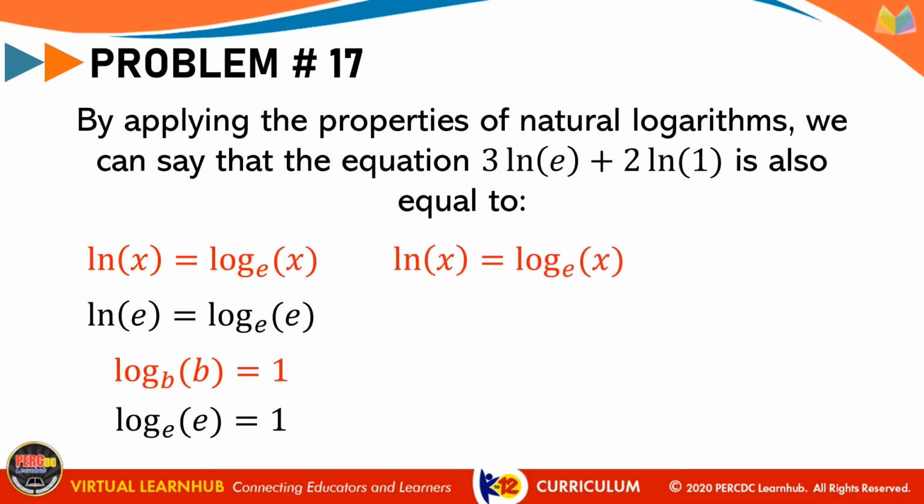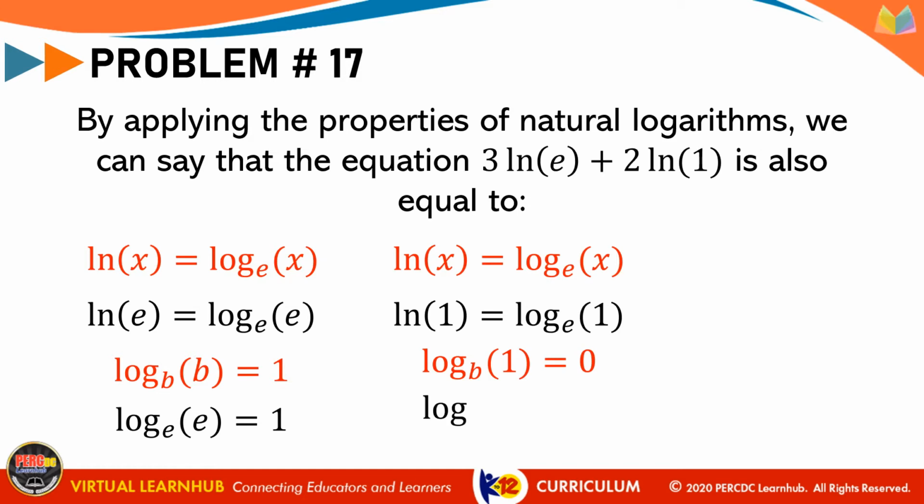Now, taking ln of 1, we already know that ln of x equals log of x to the base e. Therefore, if we have ln of 1, that is equal to log of 1 to the base e. But log of 1 to any base b is equal to 0. Therefore, log of 1 to the base e is equal to 0. Substituting these values to this equation, we will have 3 times 1 plus 2 times 0. And that is equal to 3.